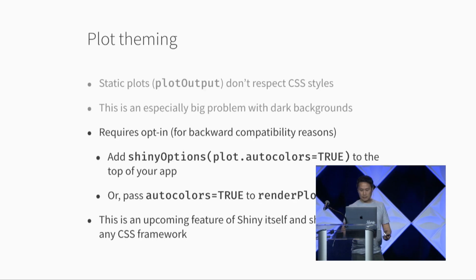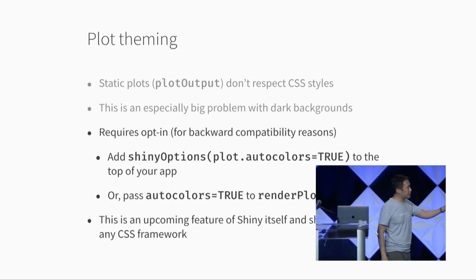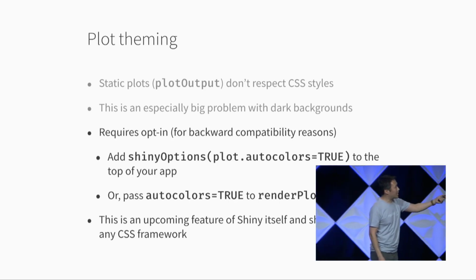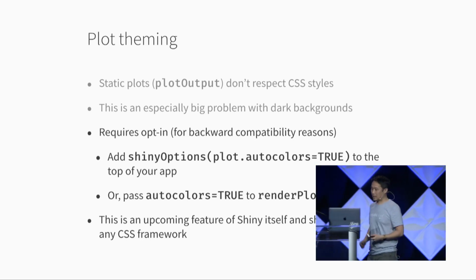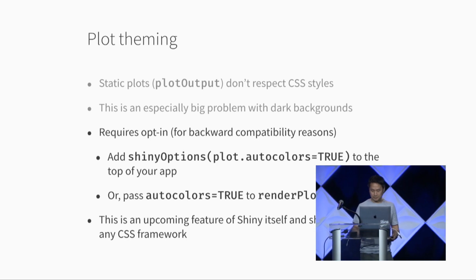OK. So those are the instructions. Either you can set it application-wide with that Shiny option, or you can pass individual autocolors equals true to renderPlot if you want to opt in or out on a plot-by-plot basis.